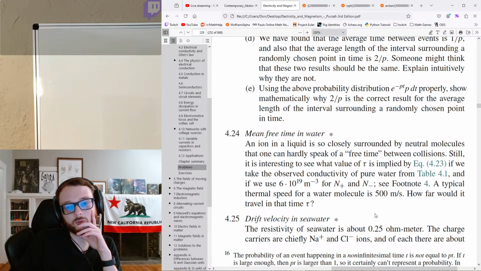An ion in a liquid is so closely surrounded by neutral molecules that one can hardly speak of a free time between collisions. So to see what value of tau is implied by equation 4.23 if we take the observed conductivity of pure water.